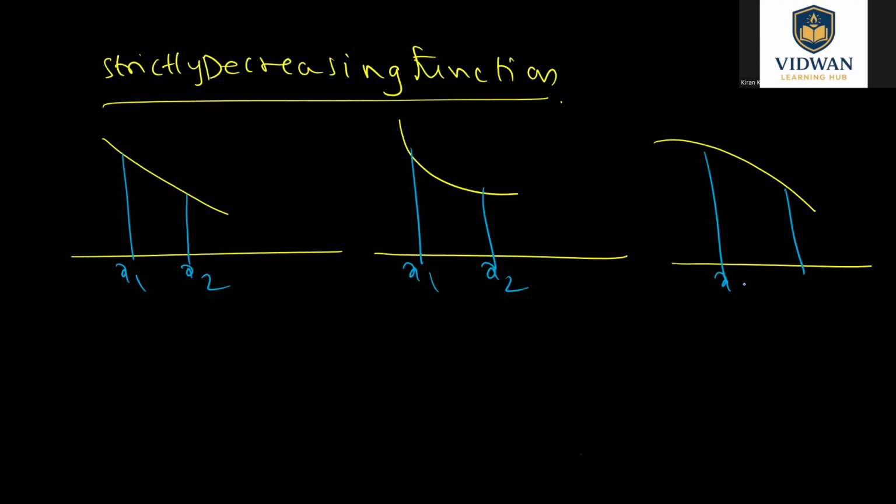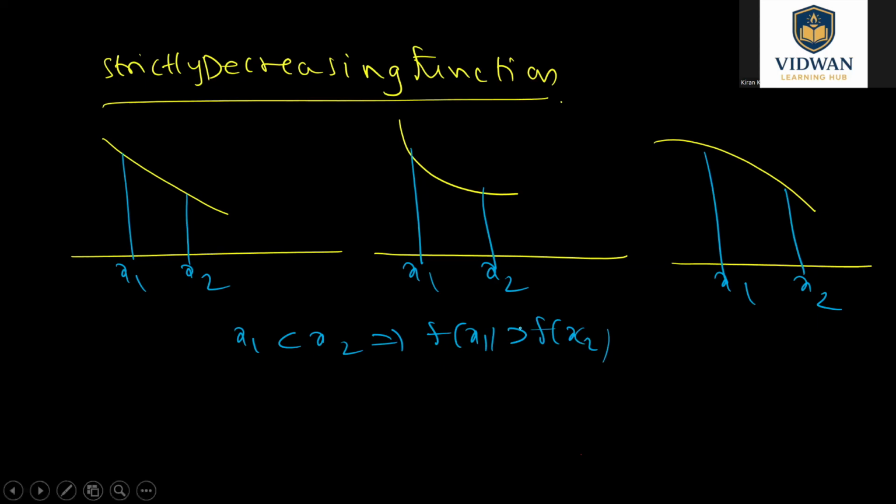So here, what is the criteria? If x1 is less than x2, implies f of x1 will be greater than f of x2. It will reverse. For increasing it will be the same, for decreasing it will be reverse. And the slope of this line will be negative. So f dash will be negative.